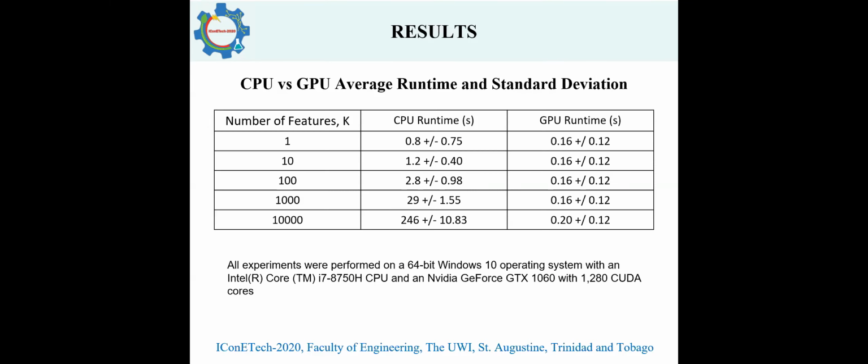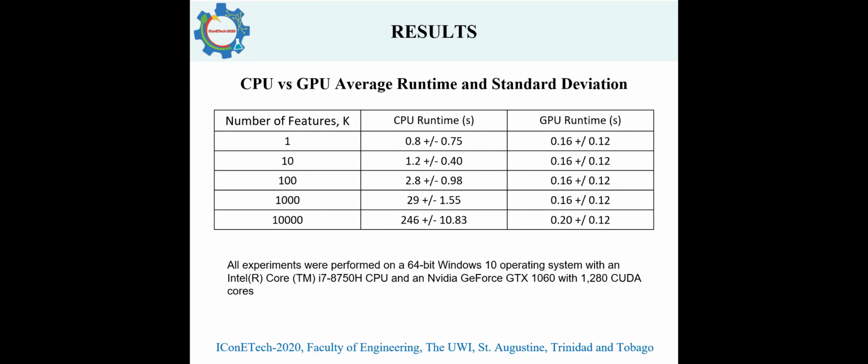So these are the results we obtained. As you can see, the GPU outperforms the CPU in calculating the Pearson correlation. As the number of features grows by factors of 10, the CPU implementation increases essentially exponentially, while the GPU performance stays consistent.